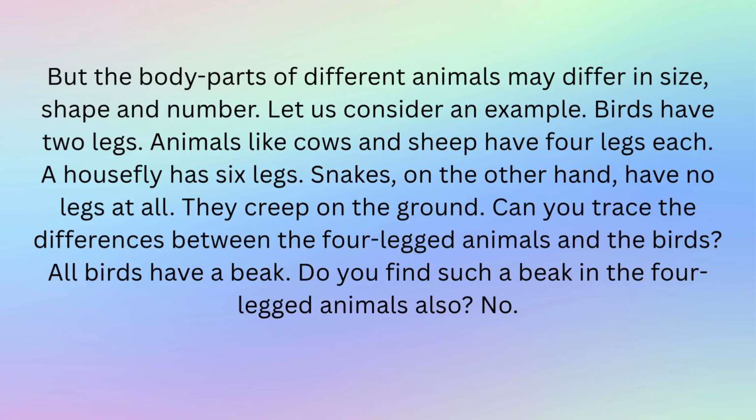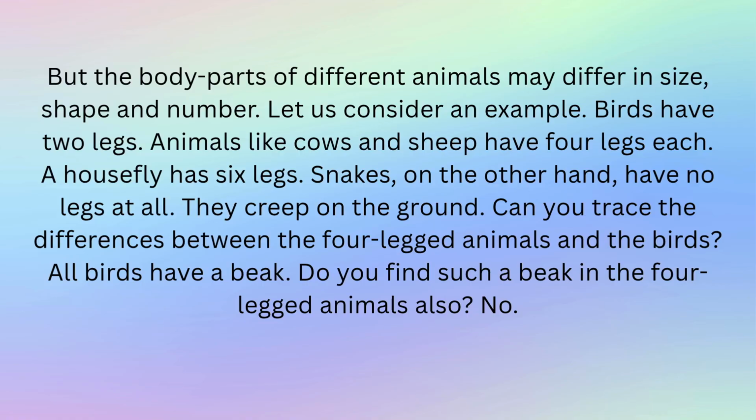Let us consider an example. Birds have 2 legs. Animals like cows and sheep have 4 legs each. A housefly has 6 legs. Snakes, on the other hand, have no legs at all. They creep on the ground.